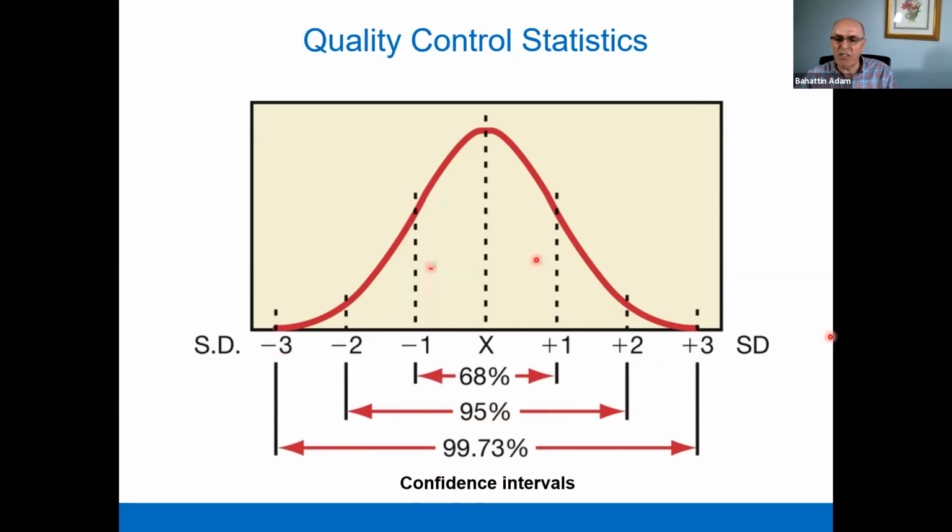If you accept 3 standard deviation, then 99.73% of your data will fall between this range, 3 standard deviation, okay? Only a few of them will be out of the range.